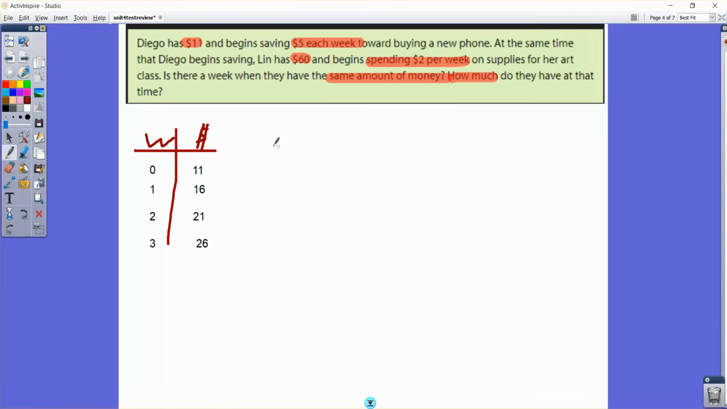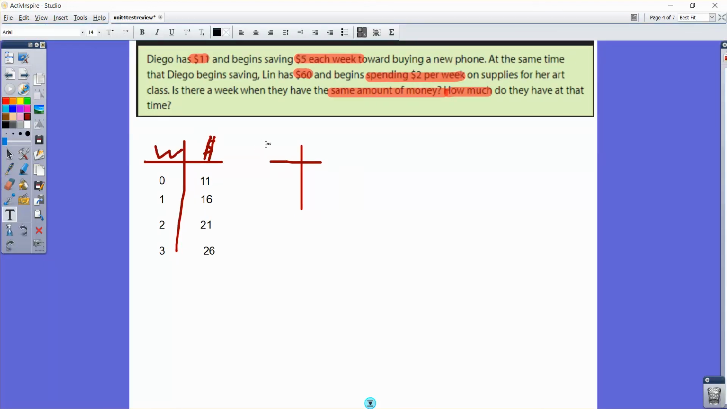And just to be consistent, let's do Lynn. With Lynn, same format, weeks and dollars. At the start of her counting of her money, she's got $60. But then, as she is spending $2 per week, after the first week she's going to be down to $58. After the second week, she's going to be down to $56. After the third week, she's going to be down to $54, and so on.